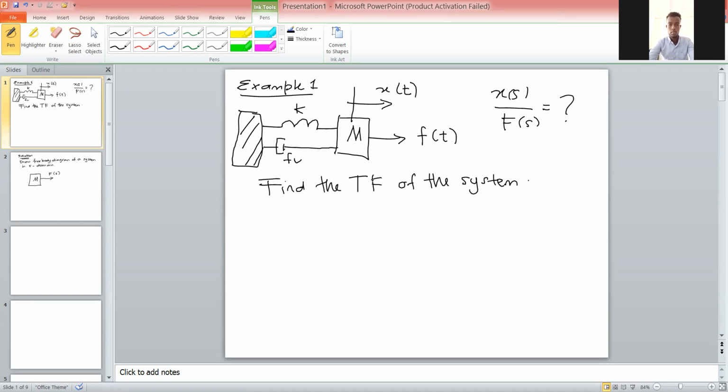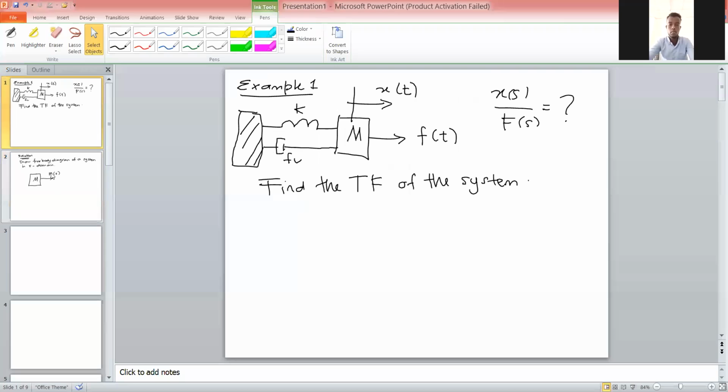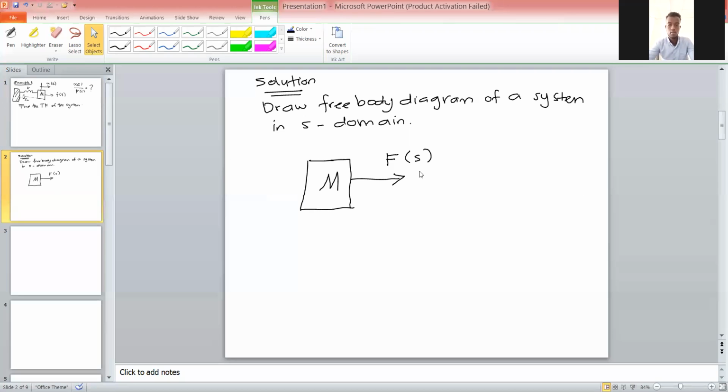Find the transfer function of the system. First, we need to change to S domain. S domain means they want the answer in S, XS over FS equals, we need to find it. Then we need to draw the free body diagram of the system in S domain. This is T domain and this is S domain.